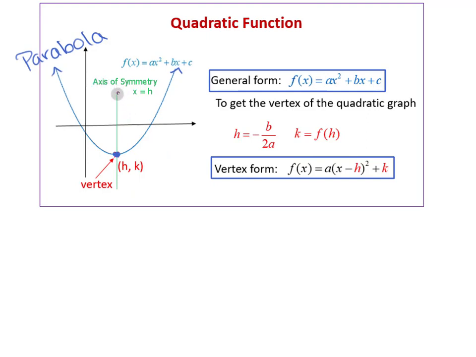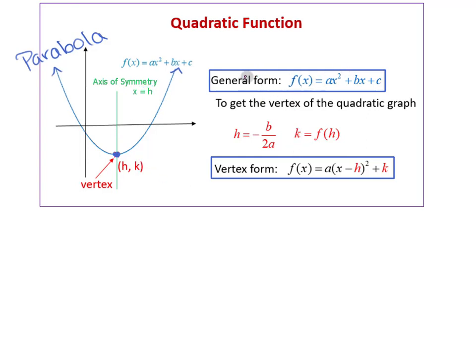Then we have this line that comes through the middle called the axis of symmetry. Okay, our graph is symmetric, as if you were to reflect one half of our graph over that line, it would go on top of the other half. So it's an axis of symmetry, and that's located at the equation x equals h.